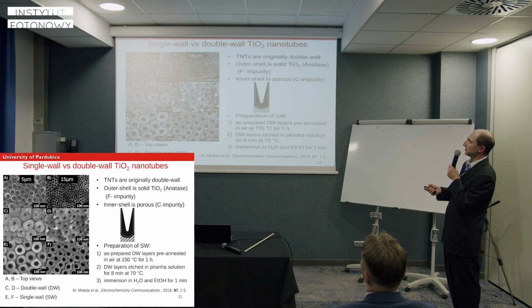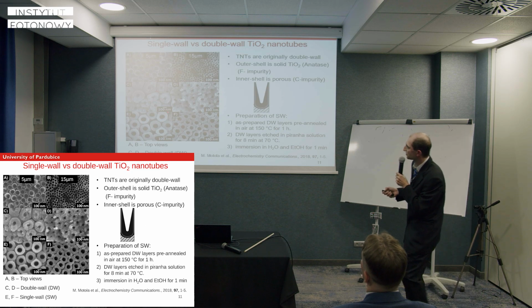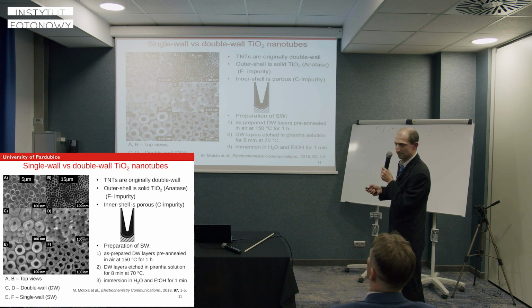We usually use two types of nanotubes, 5 micron and 15 micron length. This is a top view of the top of the tubes, and this is a top view of the bottom of the part. And here, I'm not sure if you can see it. For example, here, this is the outer shell, and this is the inner shell. Yes?